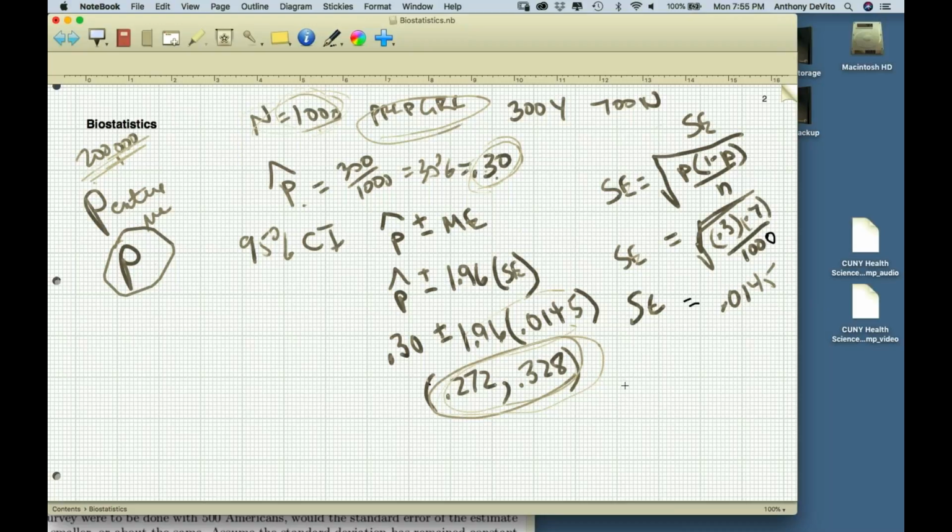Okay, so between 27.2 and 32.8% of the population of college students took a prep course for the GREs. Do I know that for sure? No, I only know that the true population proportion is between these two values with 95% certainty, right? On a 95% confidence interval. Okay, good.